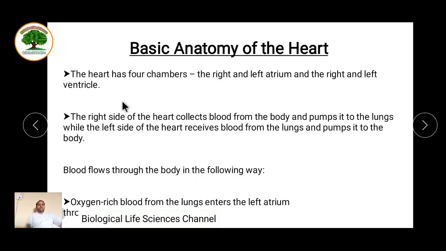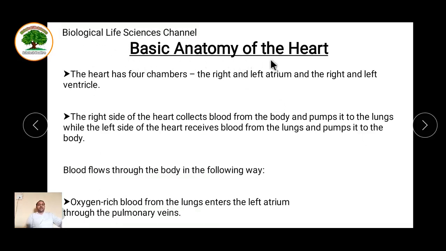Before beginning with the details of the ECG, let's see the basic anatomy of the heart. The human heart is four-chambered, you know this. There are right and left atria and right and left ventricles. The right side of the heart collects the blood from the body and pumps it to the lungs for the first circulation, while the left side of the heart receives the blood from the lungs and then pumps it to the whole body. Blood flows through the heart in this way, two times.